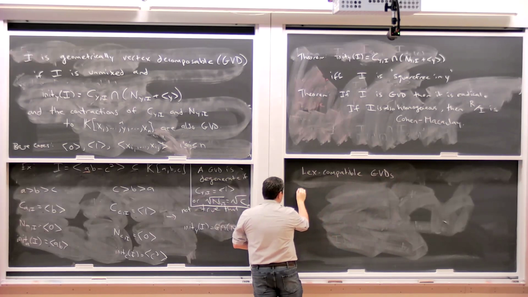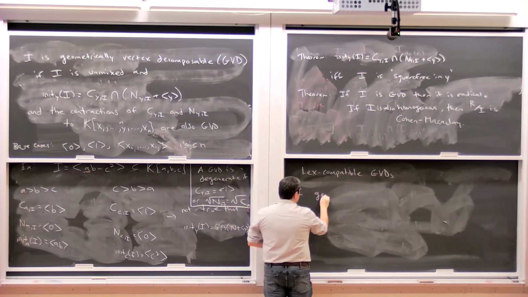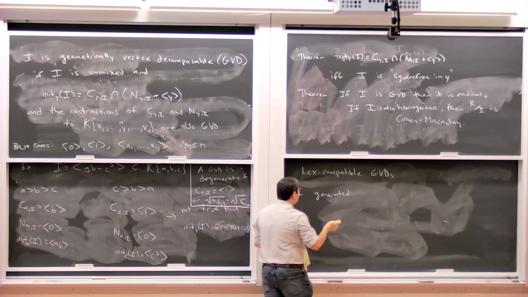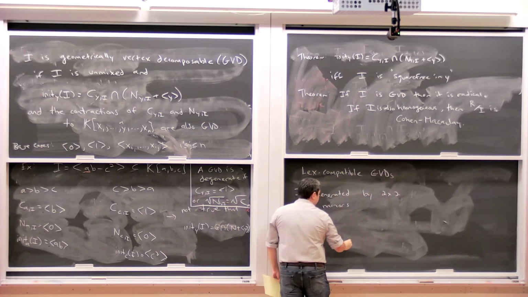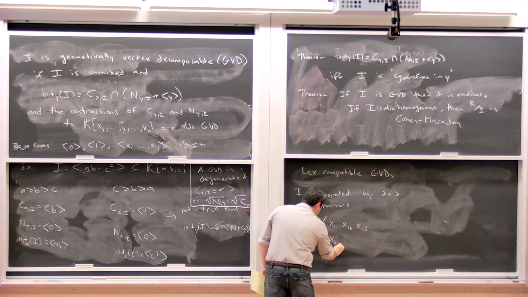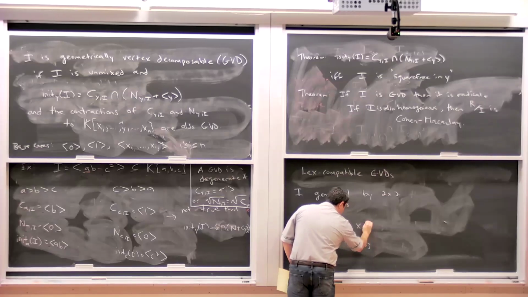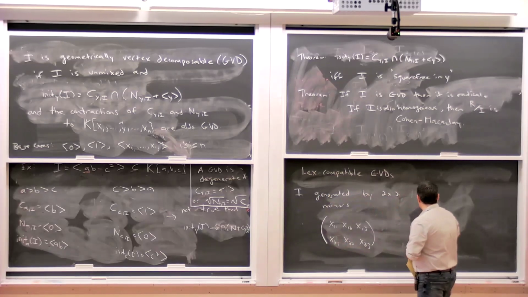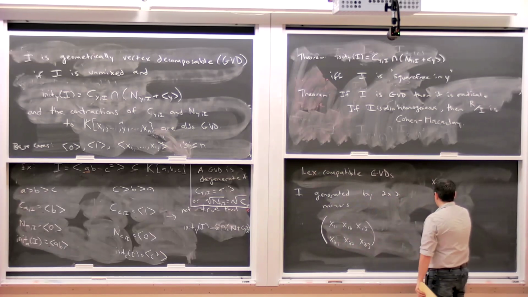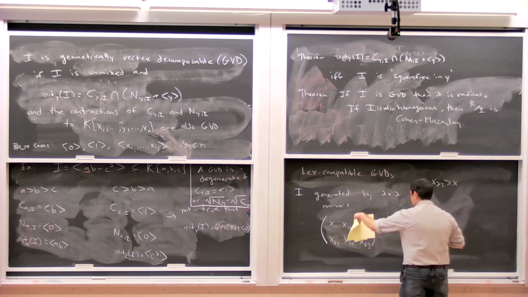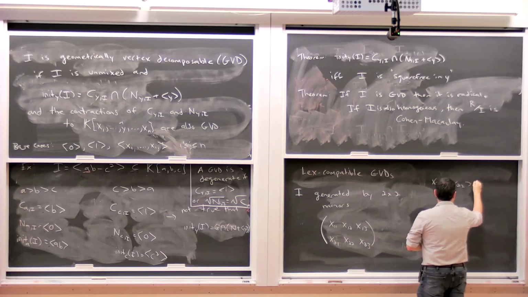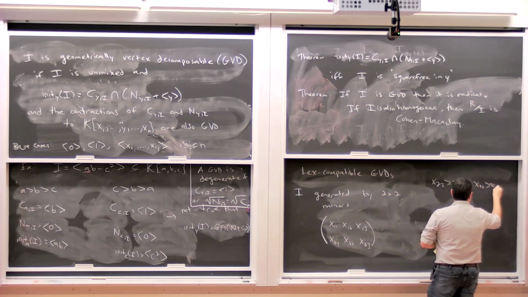Okay, so let's look at an ideal I. I'm just going to show this with an example. So I is generated by the 2x2 minors of the following matrix, just a 2x3 matrix. Let's just choose this ordering here. We kind of go from right to left along the rows and then upwards. So 2, 3, 2, 2, 2, 1, 1, 3, 1, 2, 1, 1.